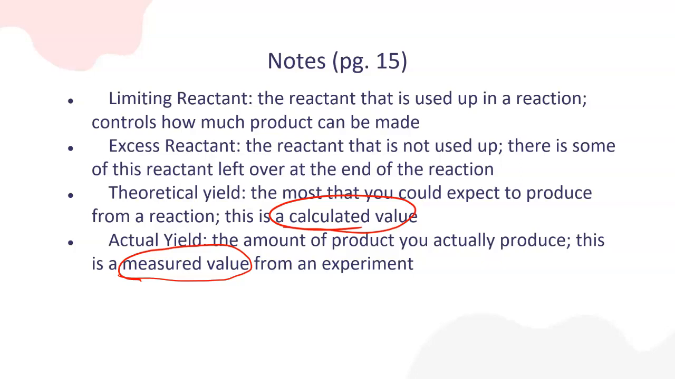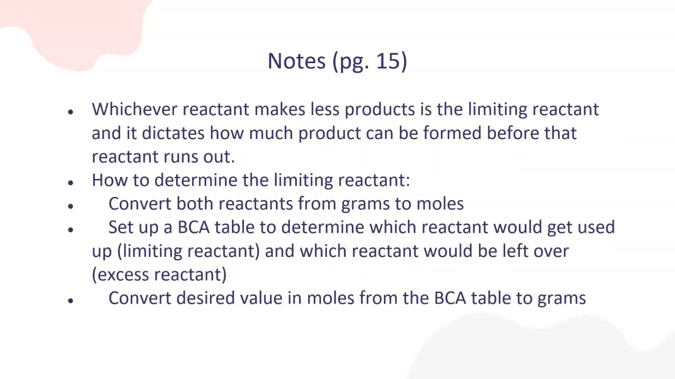Theoretical yield is how much you expect to produce. This is always a calculated value. You cannot measure it. It comes from doing our BCA tables, our dimensional analysis, and figuring out how much we could make. The actual yield is a measured value, and that comes from an experiment, or I give it to you sometimes. If it's like a practice problem, I will have given this to you.